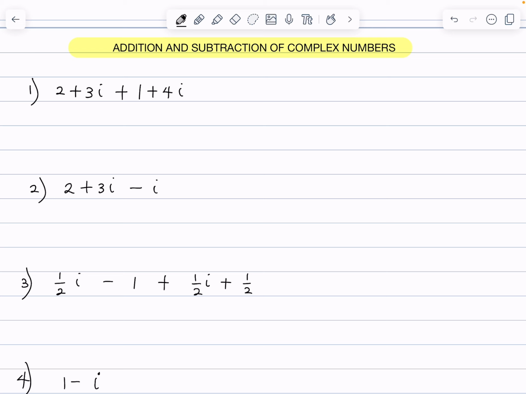So if you want to add two or more complex numbers together, what do you need to note? One thing is to note the real part and the imaginary part. For example, 2 is the real part, the part without I, and 1. So just bring them together.